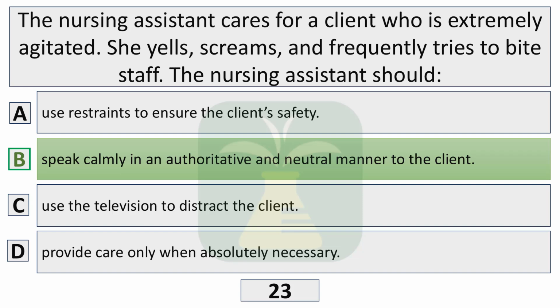Correct answer. B. Speak calmly in an authoritative and neutral manner to the client. Speaking calmly in a neutral manner can soothe an agitated client. Restraints are not appropriate for a client who is merely confused and can be placated.